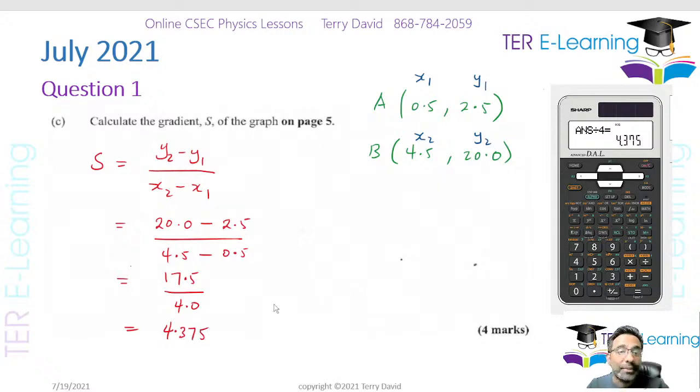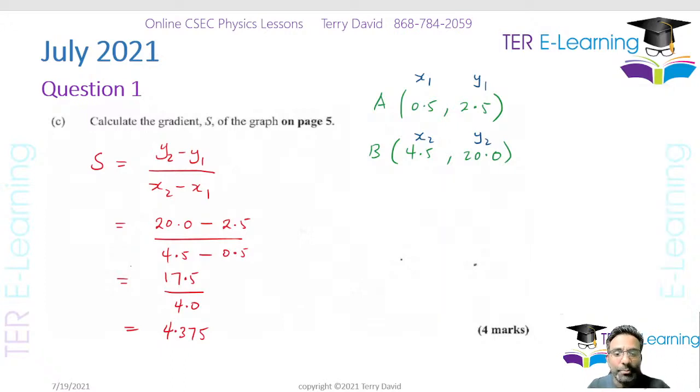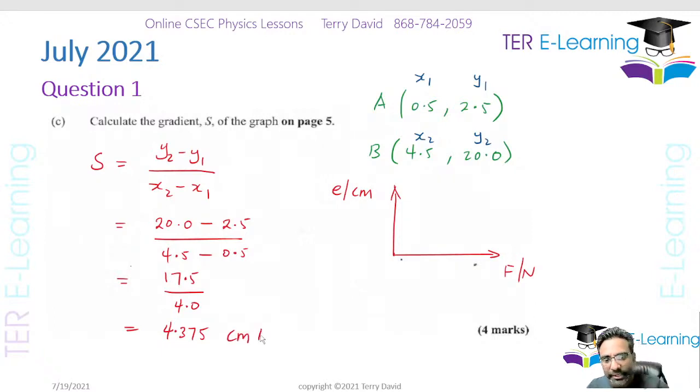Now they didn't ask us for the unit, but if you look at the graph itself, what you plotted, this was force, in newtons, and this was extension, in centimeters. So my unit in this particular case is going to be centimeters Newton to the minus 1. That's my unit. So 4 marks for working out the gradient.